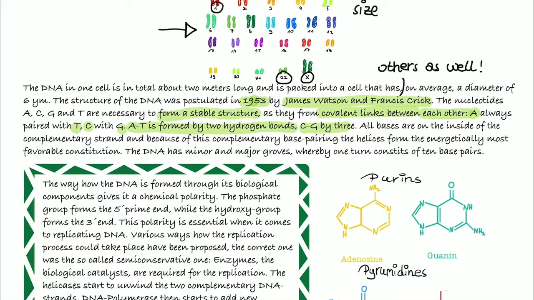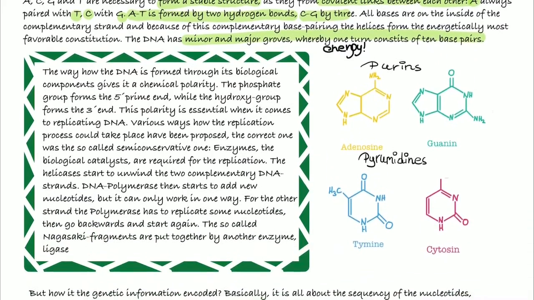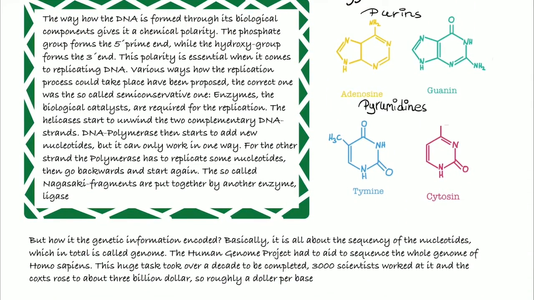So this structure of the DNA is actually the energetically most favorable constitution. The DNA has a minor and a major groove, and one turn consists of 10 base pairs. DNA has a polarity, as the phosphate group forms the 5' end and the hydroxy group forms the 3' end. This polarity is essential when it comes to the replication of DNA, which is actually a very complex process which involves a lot of different enzymes.